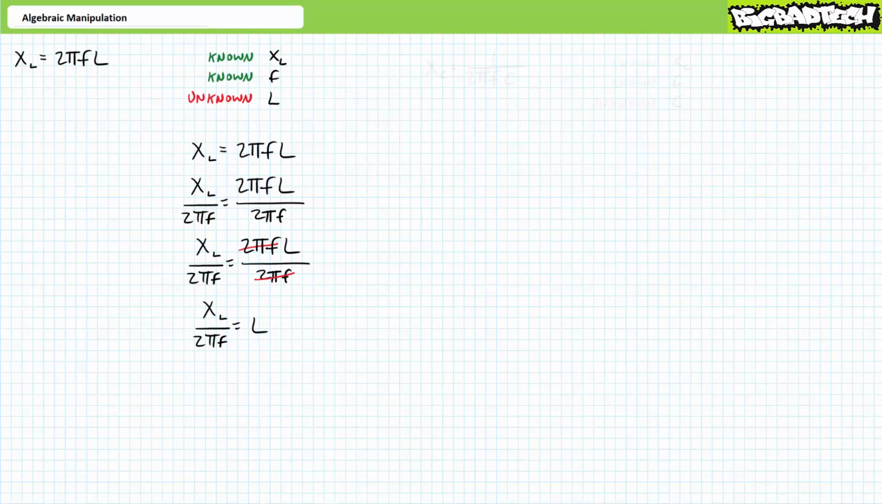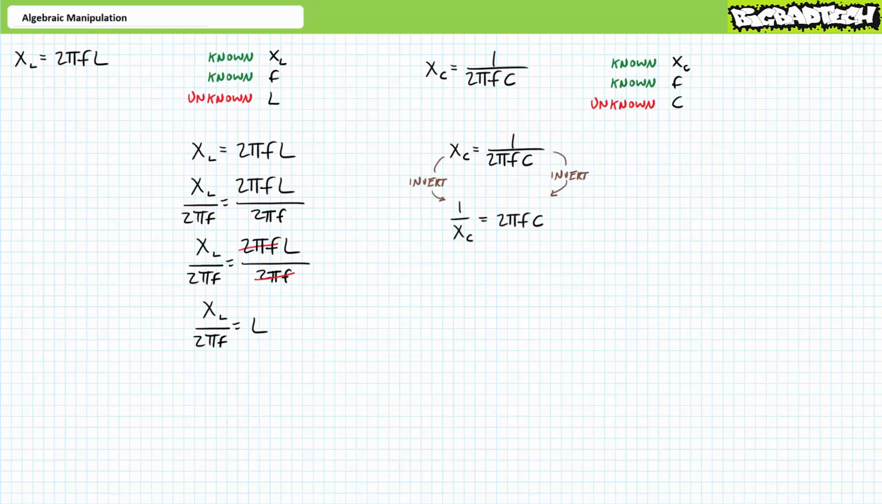Given x sub C is equal to 1 divided by 2 pi F C, we're being asked to solve for unknown property C in terms of known properties F and x sub C. Given x sub C equals 1 over 2 pi F C, perhaps the easiest way to start is to invert both sides, such that 1 over x sub C equals 2 pi F C. Unknown property C is being multiplied by 2 pi F. Dividing both sides by 2 pi F, we're left with a rather ugly fraction, 1 over x sub C divided by 2 pi F on the left-hand side.